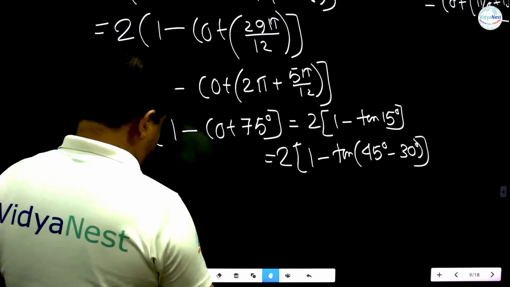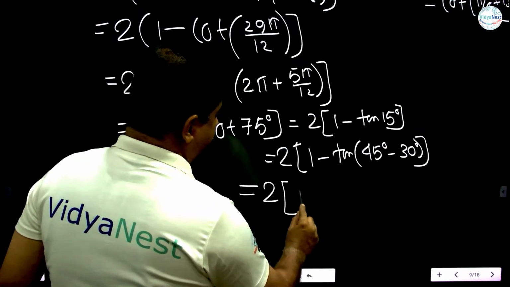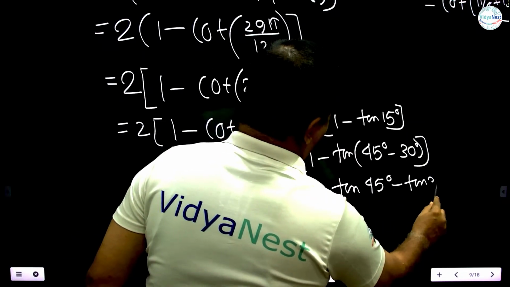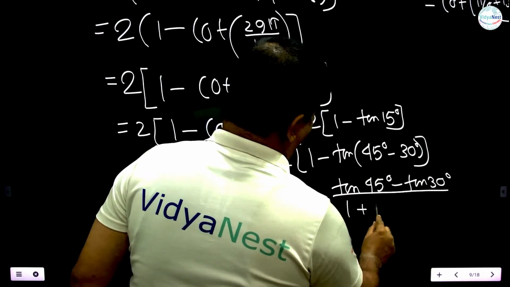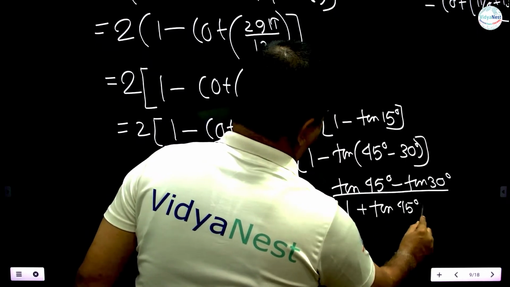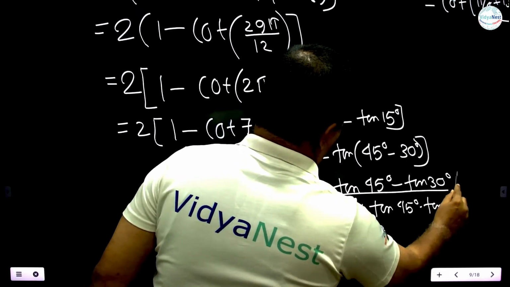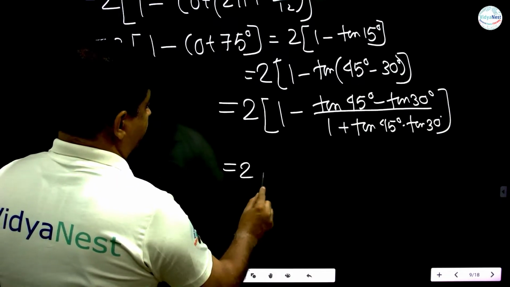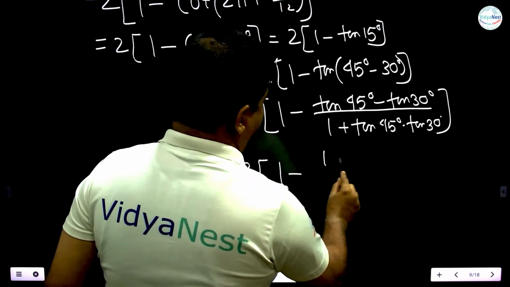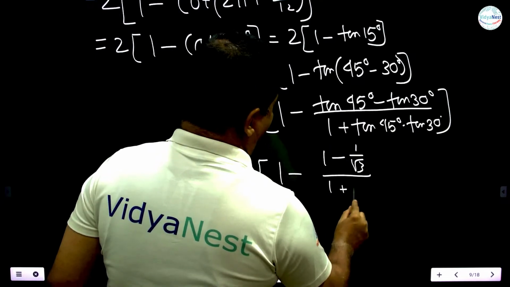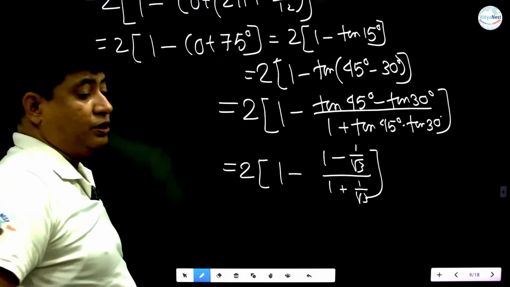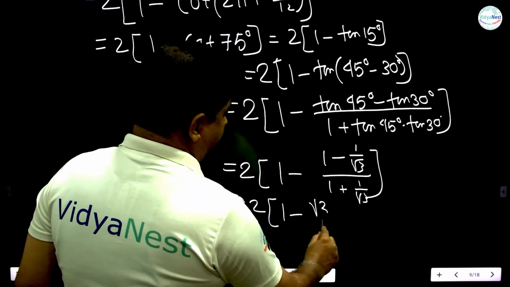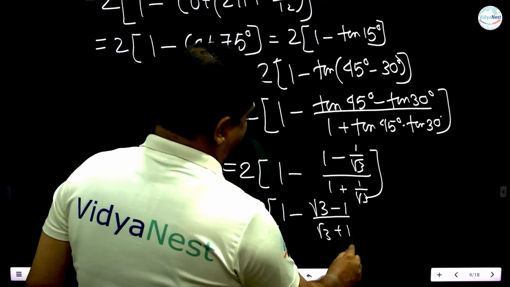Okay. Tan (A minus B) equals (tan A minus tan B) over (1 plus tan A tan B). So tan 45 is 1, and tan 30 is 1 by root 3. So we get (1 minus 1 by root 3) over (1 plus 1 by root 3). We are on the verge of conclusion. Let's see where the simplification stands: (root 3 minus 1) over (root 3 plus 1).